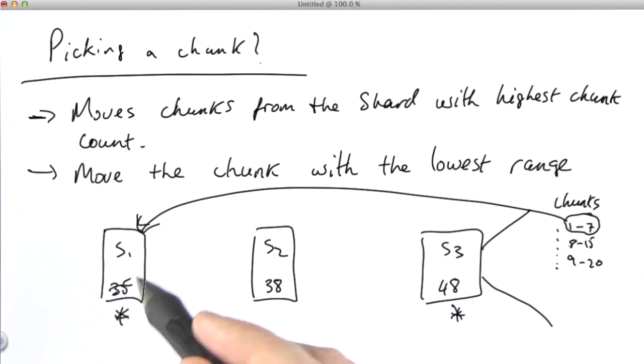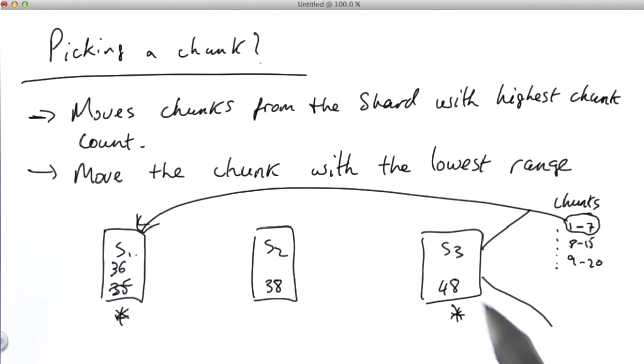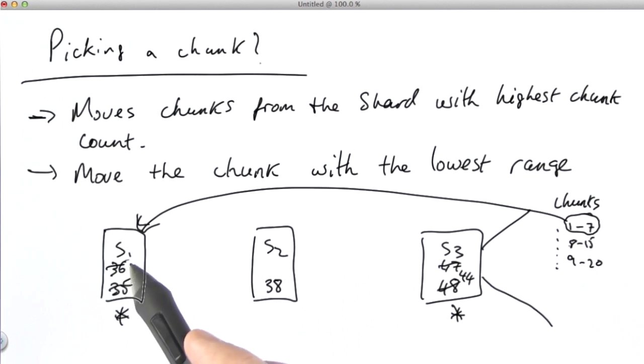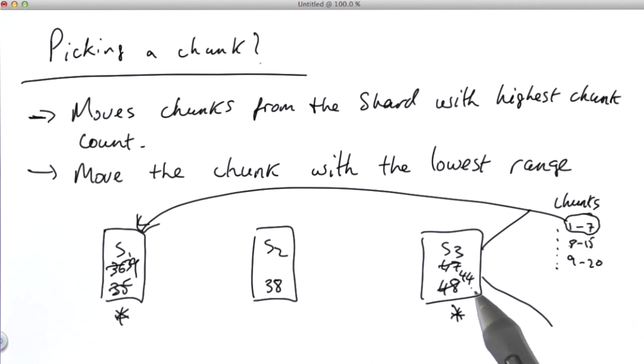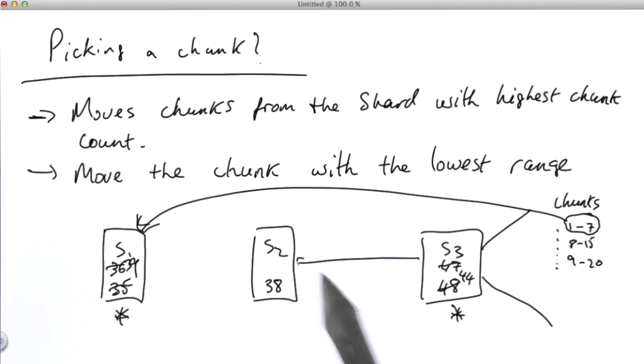And so now you'll have 36 here, 47 here. And so it's going to continue there for a couple more migrations, you can imagine. So when this gets down to 44, so we'll have, say, 39. And then the next migration here from 44 to 43 will actually be between S3 and S2. So there you go. That's how the balancer actually picks a chunk.